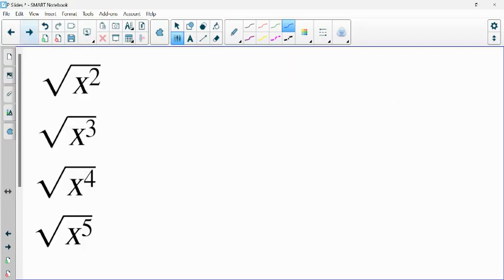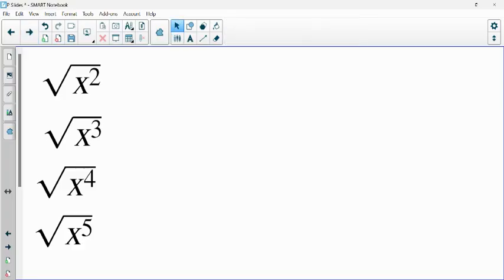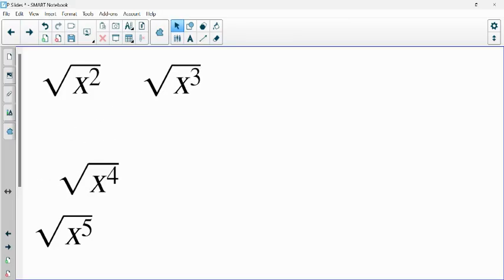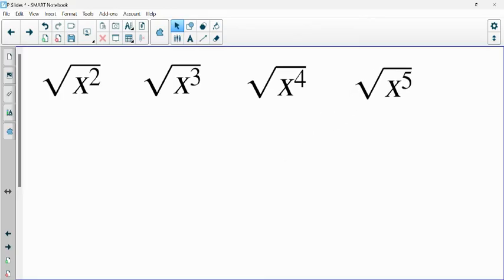Then we're going to look at what happens when we have some basic just exponents. How can we take the square root of these? So go ahead and write each of these radicals, and we're going to talk about how we can take the square root for each of these.